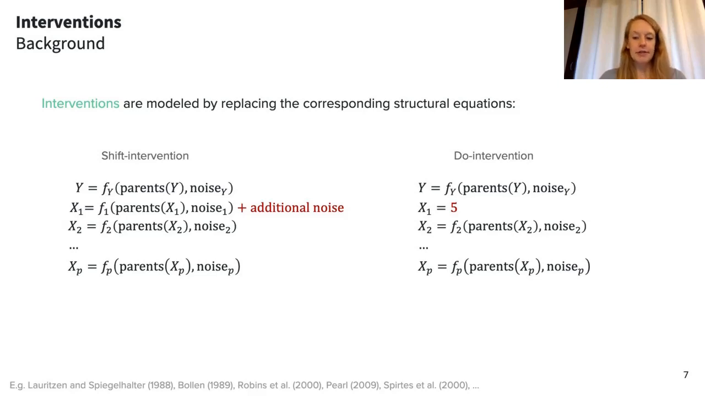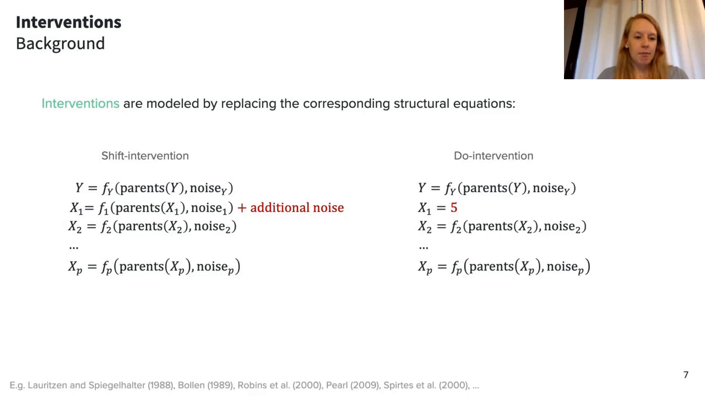So there are different types of so-called interventions. On the left, I'm showing a so-called shift intervention, where one would add an additional noise term to the generating equation of the corresponding variable. On the right, I'm showing a do intervention, where we replace the corresponding structural equation entirely, and here, for instance, with a fixed value.